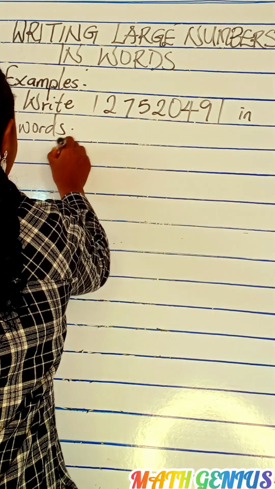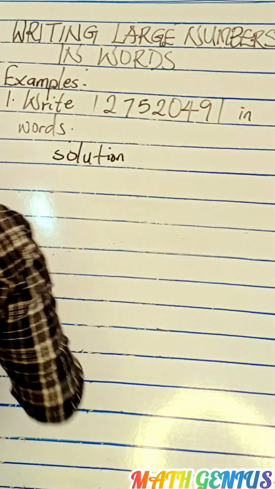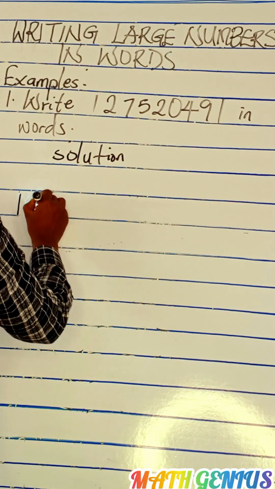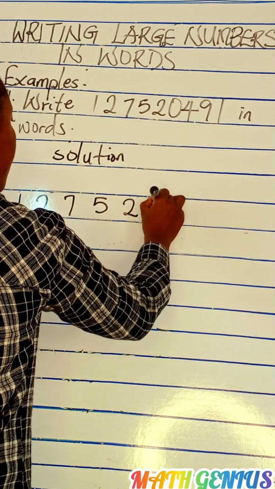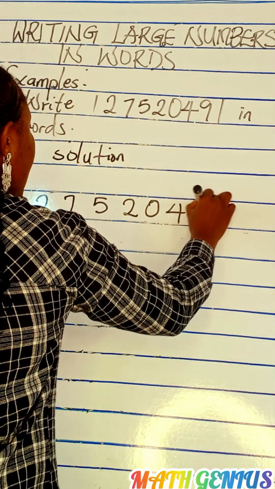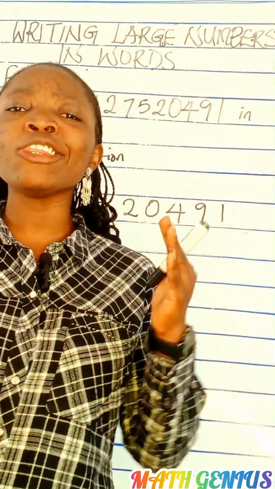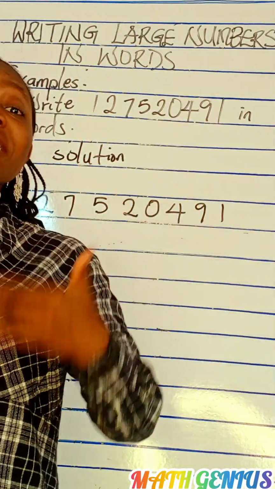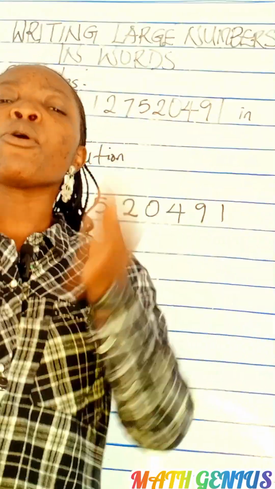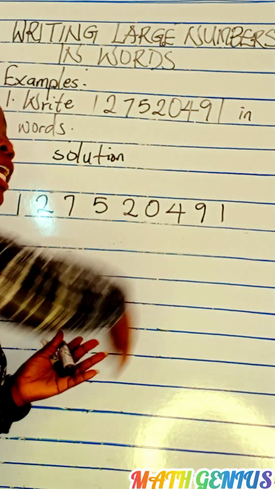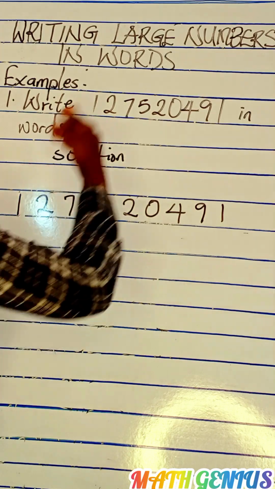Solution. Now we have 1, 2, 7, 5, 2, 0, 4, 9, 1. So the very first step you need to take when you are writing a given number in words, when you are reading a number in words, is first of all, you write out the position of each digit, starting from the right hand side to the left hand side. You position each of the digits.